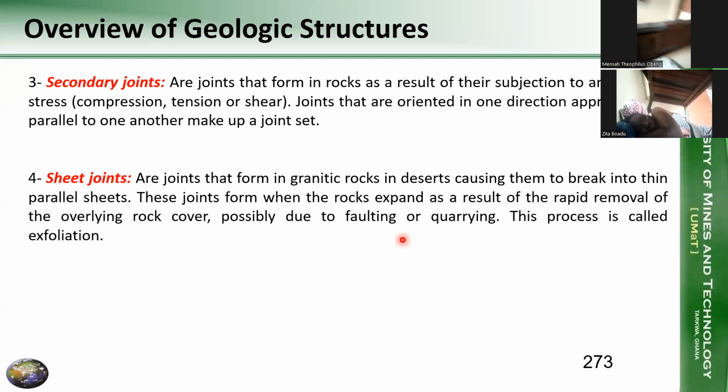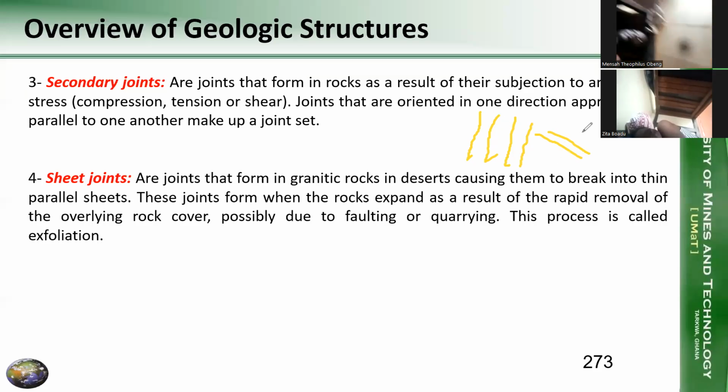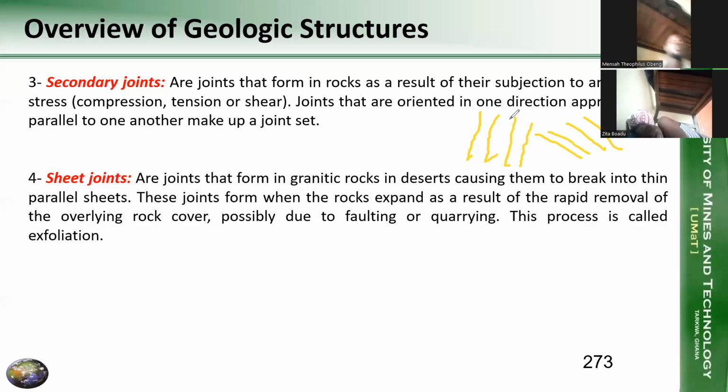Then we could have secondary joints that form in rocks as a result of their subjection to any form of stress. That could be compression, tension, or shear, right? And joints that are oriented in one direction approximately parallel to one another make up a joint set. A joint is a break in a rock, right? So if I have joints like this in the same direction, we call this a joint set, all right? And if I have another one like this, that is another set. So here I have two sets of joints. One is going this way, the other one is going this way. All right. So those are joint sets.